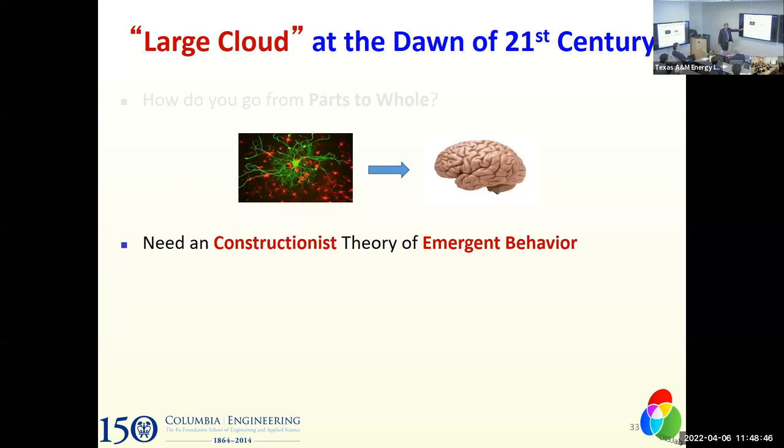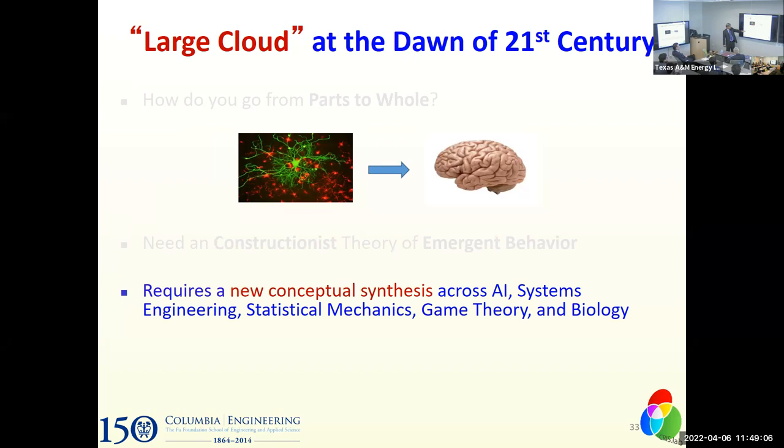Here, reductionism won't help you. You need a constructionist theory. It's an entirely different way. This is actually synthesis. The other one was taking things apart, that's analysis. Now, it's a different paradigm. So we need an entirely new science about this class of problems. And it requires a new conceptual synthesis across AI, systems engineering, statistical mechanics, game theory, and biology.